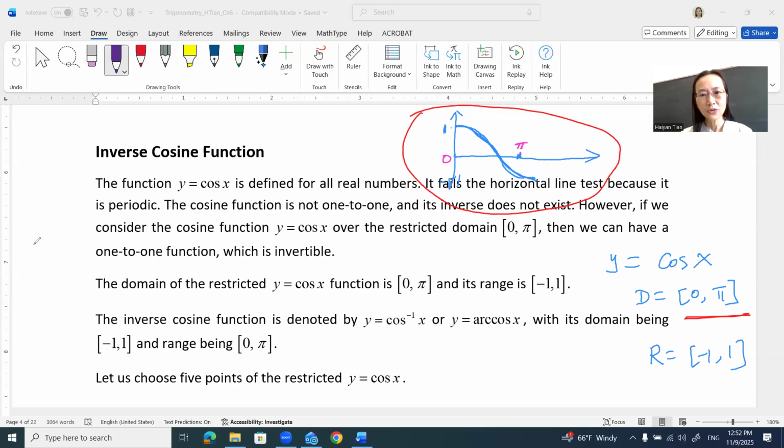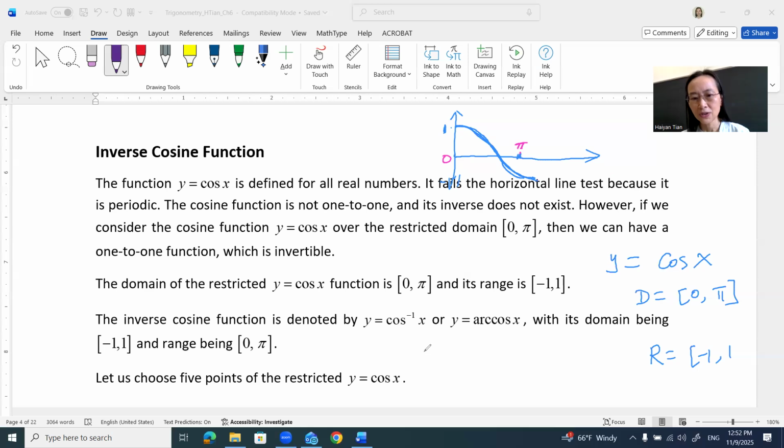How do we denote its inverse? Let me use a different color and write cosine inverse. That's the name we use for the inverse. Or you can write it as arc cosine. It's just the same function. You can write either cosine inverse or arc cosine. Both are names for the same inverse of cosine.